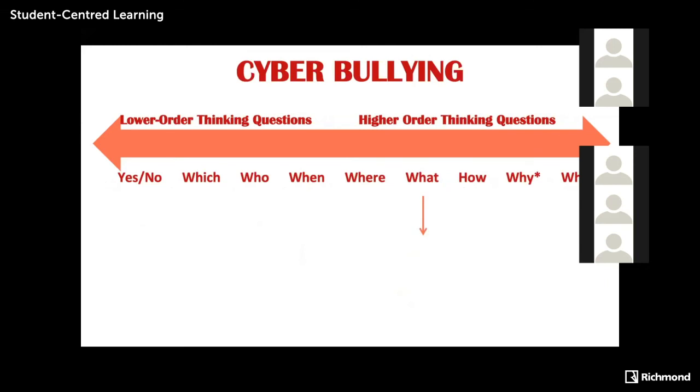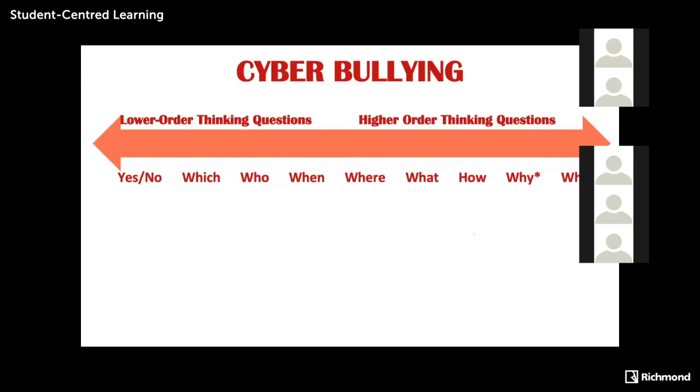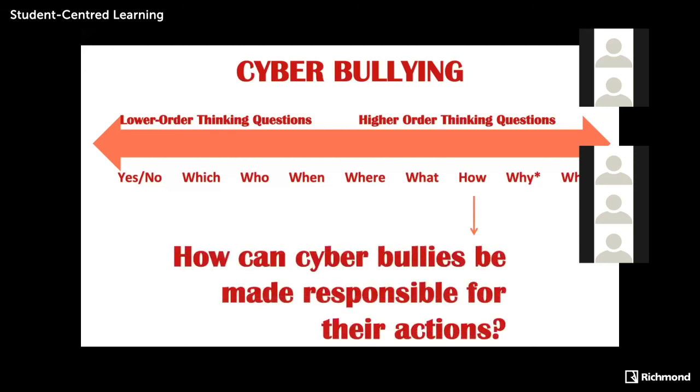So let's go to what? Now we're into the higher order thinking questions. What is a cyberbully? Right? Again, you need to do a little bit of research, but once the research is over, that's the end of it. So now I'm going to show you why the other three words are so powerful. Put your seatbelts on. This is really going to be fun. All right, how? How can cyberbullies be made to be responsible for their actions? Now it's getting a little more interesting, right?